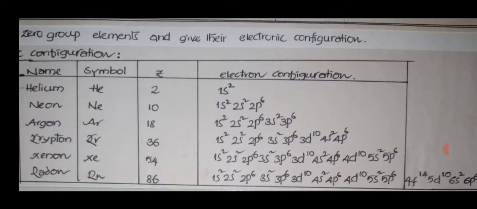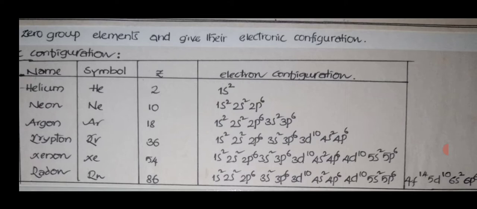Helium, neon, argon, krypton, xenon and radon. Symbols are He, Ne, Ar, Kr, Xe, Rn. Atomic numbers 2, 10, 18, 36, 54, 86. You need to remember all this. If you remember all this, you can easily identify the place of the remaining elements.